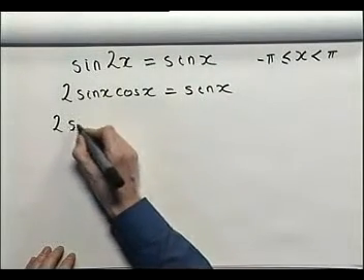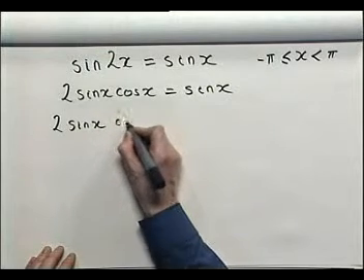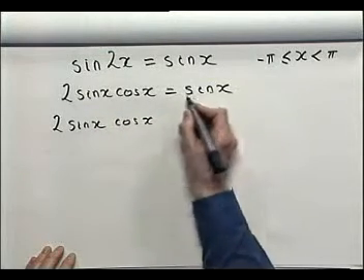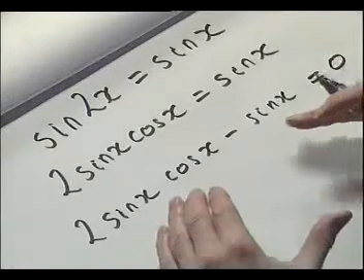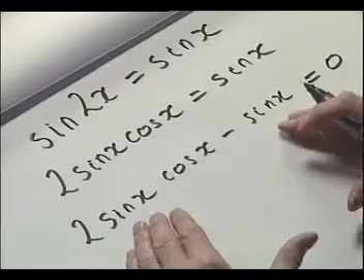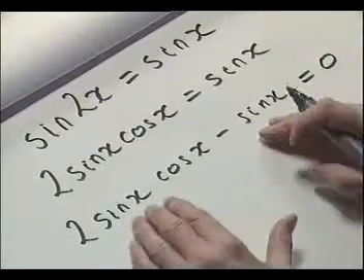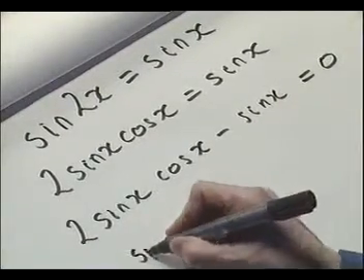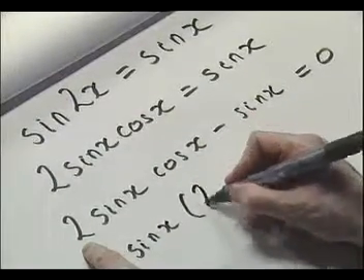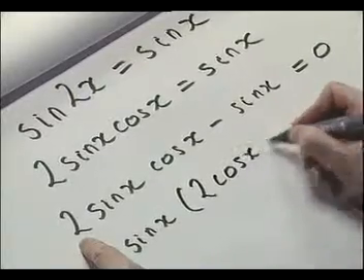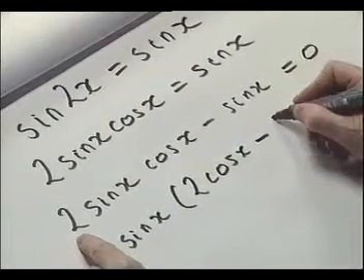So what's better than cancelling out is to get everything to one side by taking sine x away from each side and then take out a common factor. And here there's a common factor of sine x, which will leave us 2 cos x minus 1.